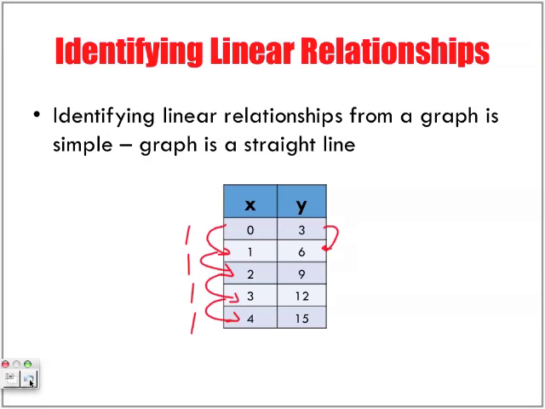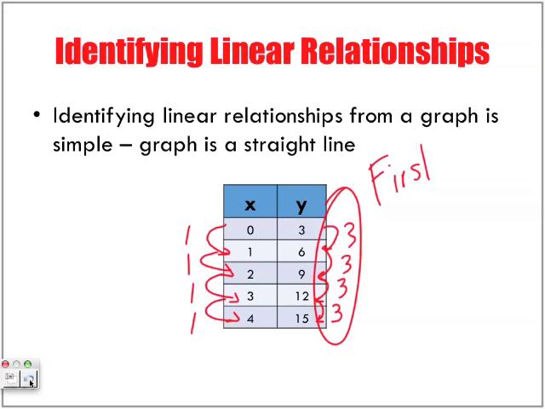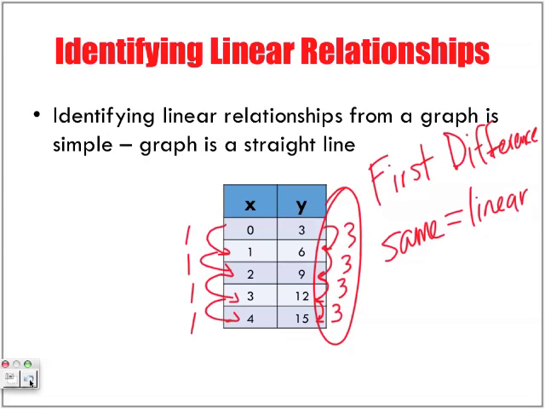Now, let's look at the y. From 3 to 6? 3. From 6 to 9? 3. From 9 to 12? 3. From 12 to 15? 3. What we've done here with the y's especially is what we call the first difference. If the first difference is the same, then we have something called a linear relationship. That's simple. We know it's going to form a straight line.